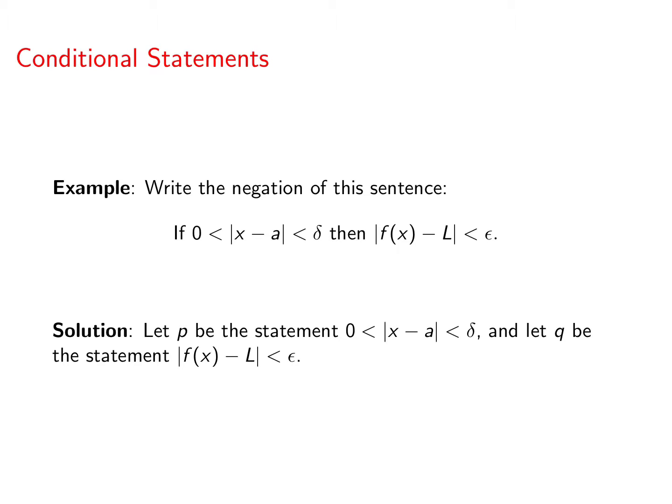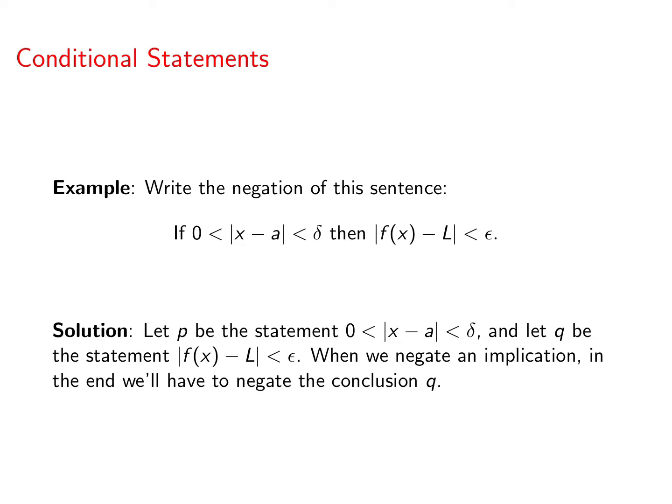Okay, so let's let P be the statement 0 is less than the absolute value of x minus a is less than delta, and let Q be the statement absolute value of f of x minus L is less than epsilon. Now when we negate an implication, ultimately we have to figure out what the negation of Q is. Remember that the negation of P implies Q is P and not Q. So we don't have to worry about negating P, but we do have to negate Q.